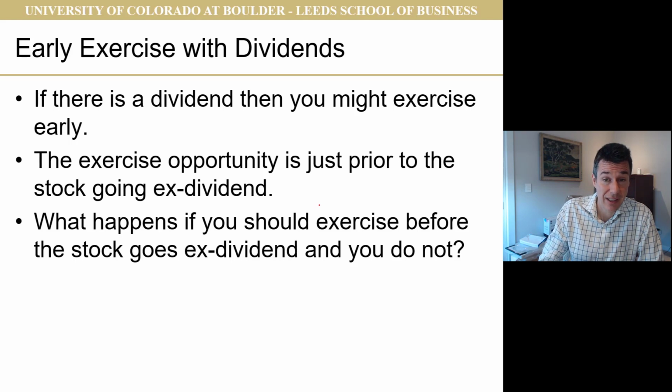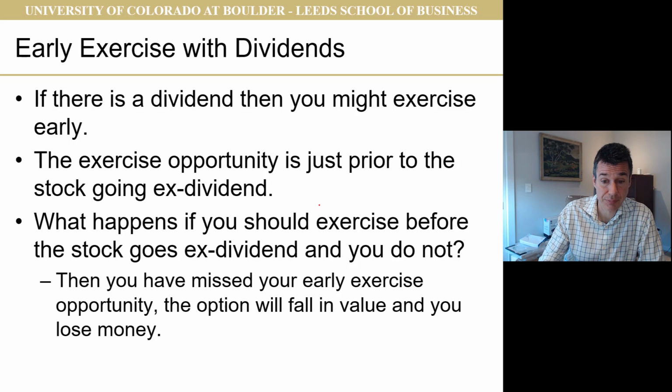And I've certainly seen this in the market quite a few times where the right answer was exercise early. So exercise on that day before the ex-dividend date, and people didn't exercise early. What happens? On the ex-dividend date, the stock price falls, the option value falls, you've missed the early exercise opportunity, and you've lost money, right? The option told you exercise, you decided not to, you're going to lose money.